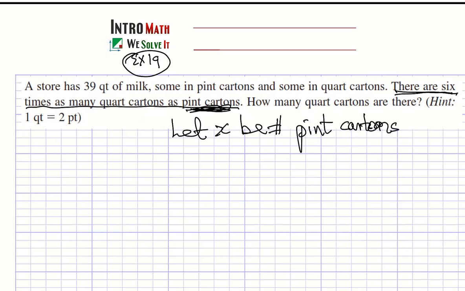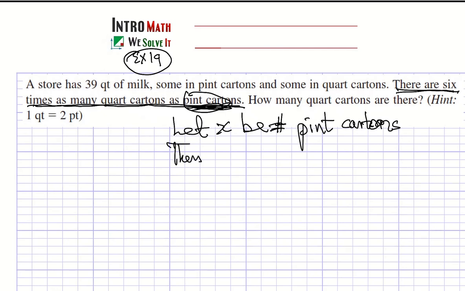There are 6 times as many quart cartons as pint. So if you represent pint with something, then quart will be 6 times that. You see that, right? So that's where the logic starts. You have to pay attention when they're doing a comparison like that. So if that's the case, then there are 6x quart cartons. That's what that is saying.